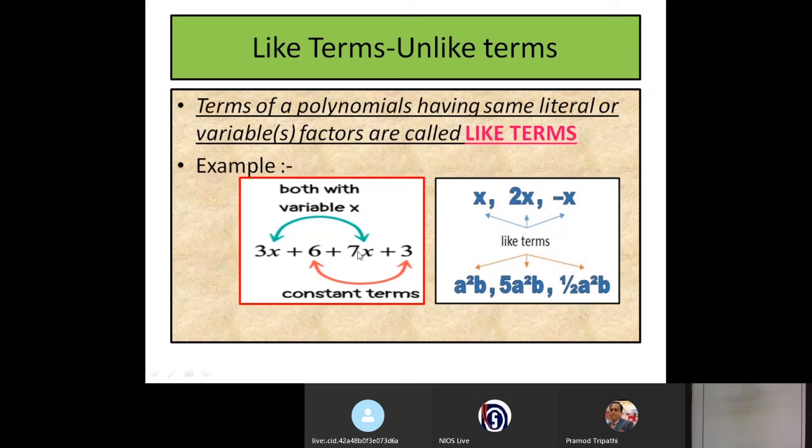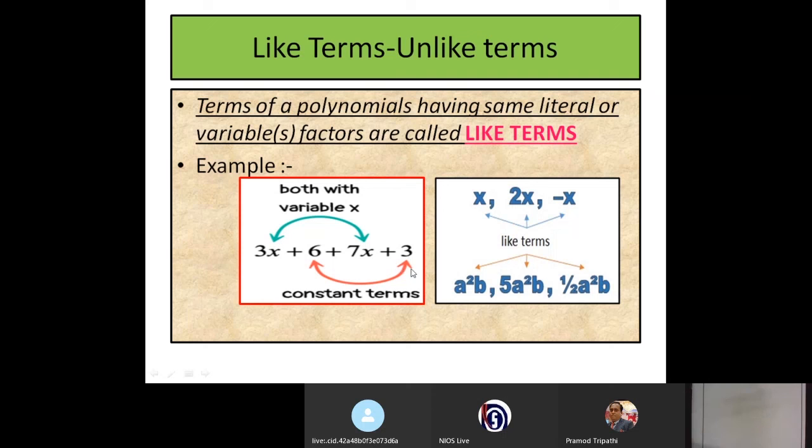Why are they like terms? Because the literal factor in both cases is x. It comes one time in 3x, and in 7x, x is also one time. The factors of 3x are 3 and x, so the literal factor is only x. In the case of 7x, the factors are 7 and x, so the literal factor is x. In both cases, the literal factor has come only one time. Hence, the literal factors are the same. Therefore, 3x and 7x are like terms. And 6 and 3 are constants. Hence, there is no problem at all.